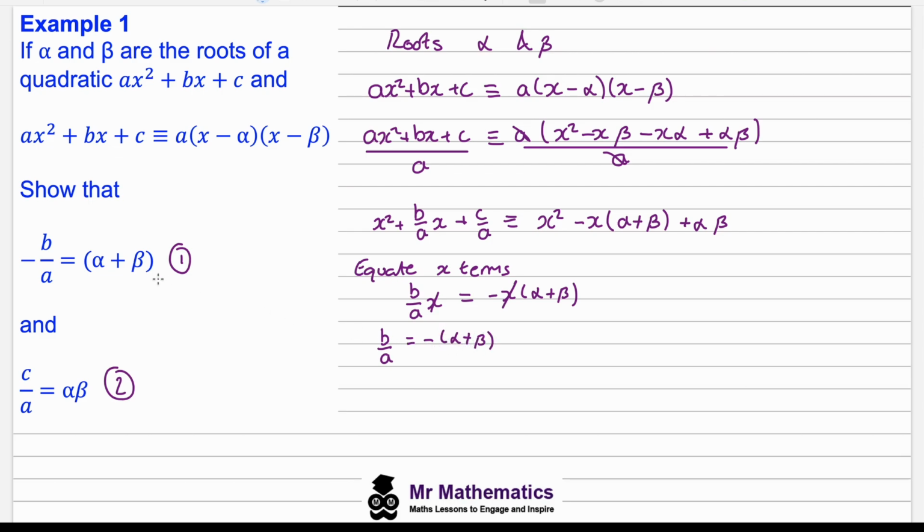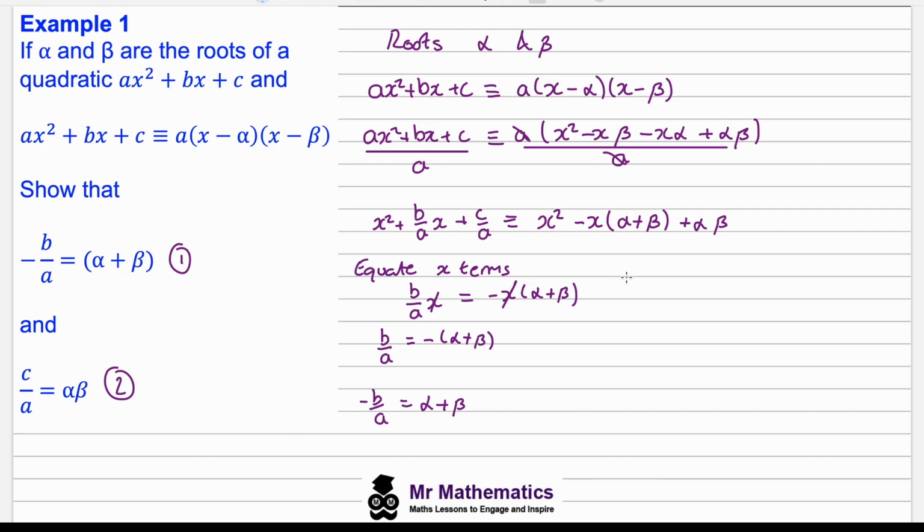And what we were asked to show is a negative on the left-hand side. So we'll divide both by a negative, and we get negative b over a will equal alpha plus beta. And this is the first equation we were asked to show.